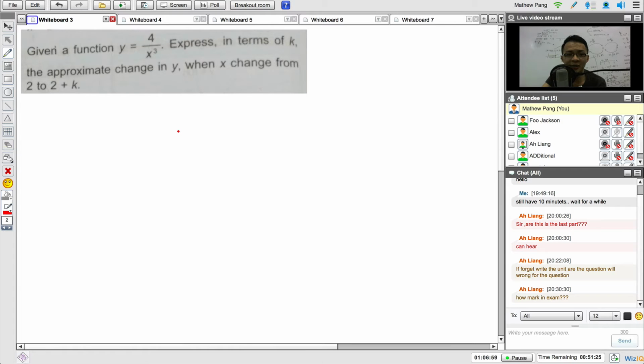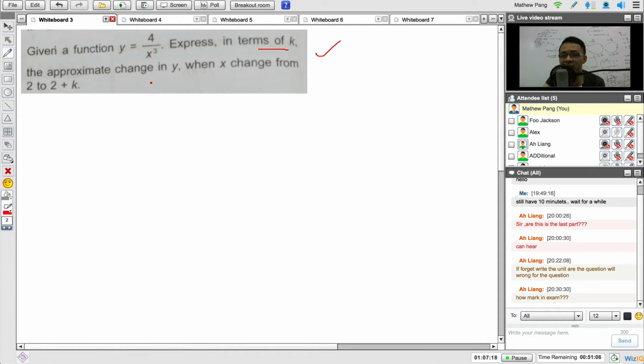Alright, let me see. Find the change of y in terms of k. Alright, this is a small change question. Okay, come, have a look at this one. Given that y equals 4 over x cubed, expressed in terms of k, meaning your answer can have some number with the k, maybe.